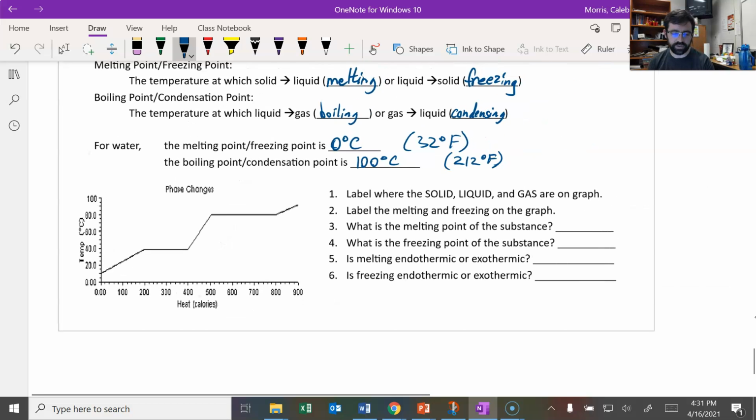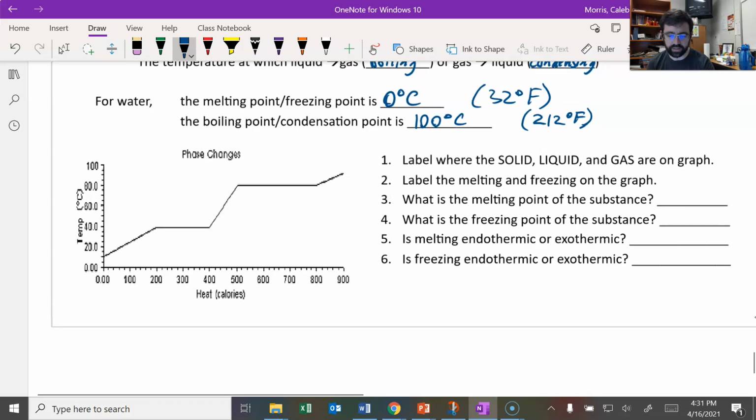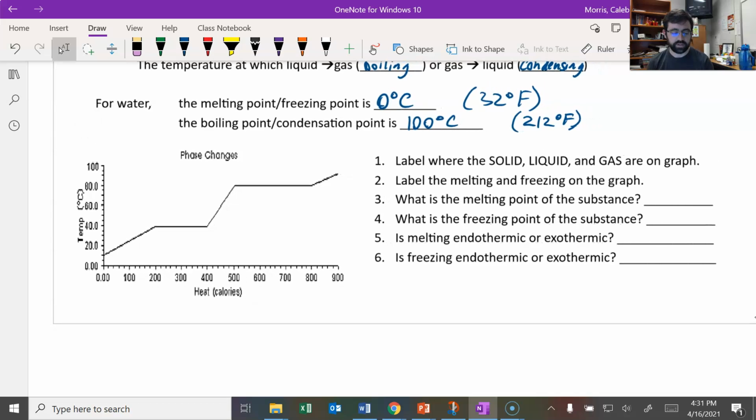All right, so let's label this. We want to label where the solid, liquid, and gas are on the graph. So I'm going to just put an S, L, and G. Okay, solid is there. As long as the temperature is increasing, I've got one state of matter. The liquid is right here, and the gas is right there. We want to label where melting and freezing happen on the graph. Well, melting be going that way, and then freezing be going that way.